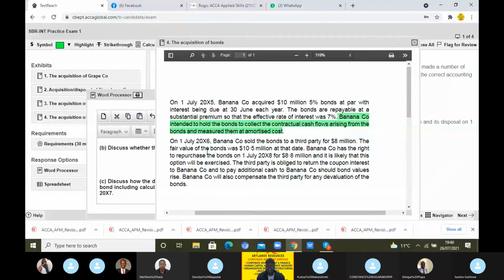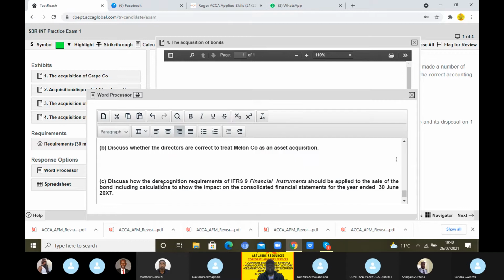Banana Company has the right to repurchase the bonds on 1 July 2028 for 8.8 million, and it is likely that this option will be exercised. The third party is obliged to retain the coupon interest to Banana and to pay additional cash to Banana should the bond values rise. Banana will also compensate the third party for any devaluation of the bonds. So the 7 marks on this is saying, discuss how derecognition requirements of IFRS 9 should be applied to the sale of the bonds.